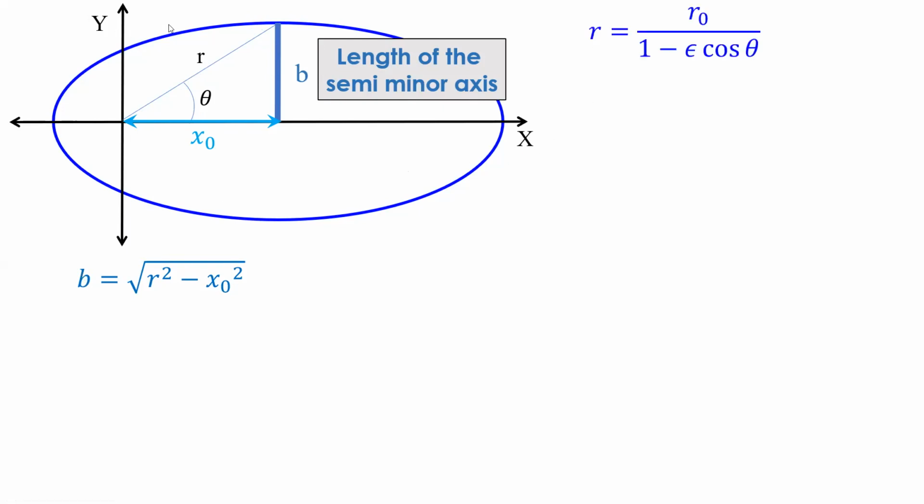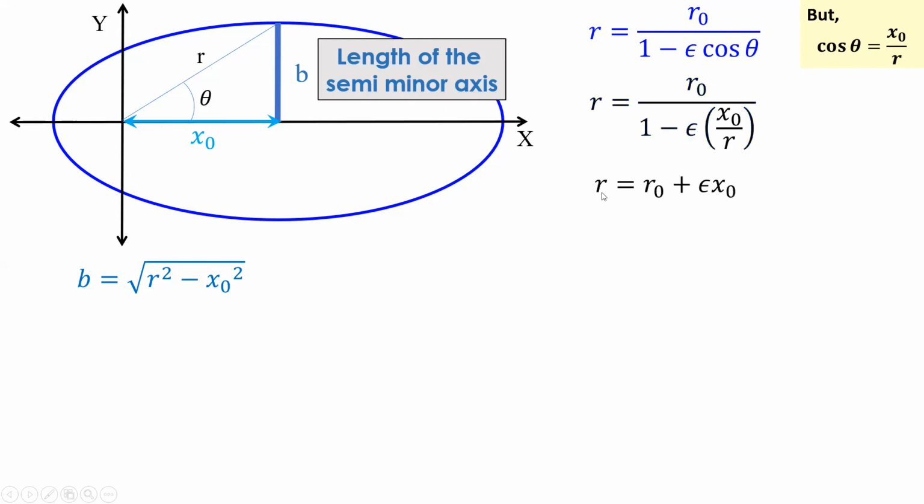So we will start with the equation of the conic. The angle made by this particular radius is theta, and with this theta, cos theta is given by x naught by r. We know cos theta is equal to adjacent side by hypotenuse. We will substitute x naught by r in the place of cos theta, and on simplification we will get r is equal to r naught plus epsilon x naught, and we know what x naught is.